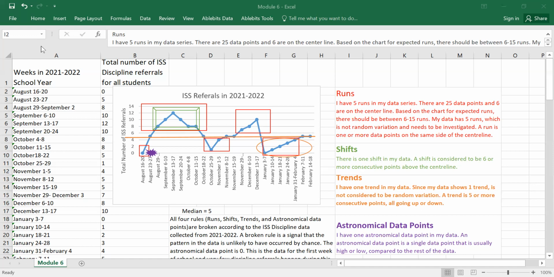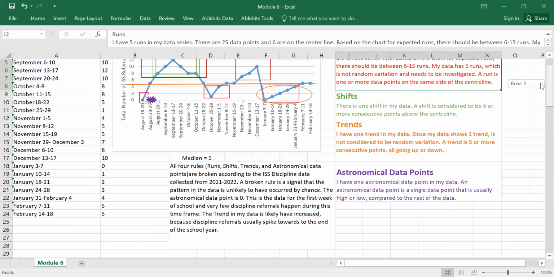So first thing I did was, like I said, I got my data. And then I went ahead and I charted my data as well. And as you can see right here, I have my data. I've got my weeks down here. And then on the side, I have the total number of ISS referrals. And then I've got my title. And then I went through and I talked about the 4 rules.